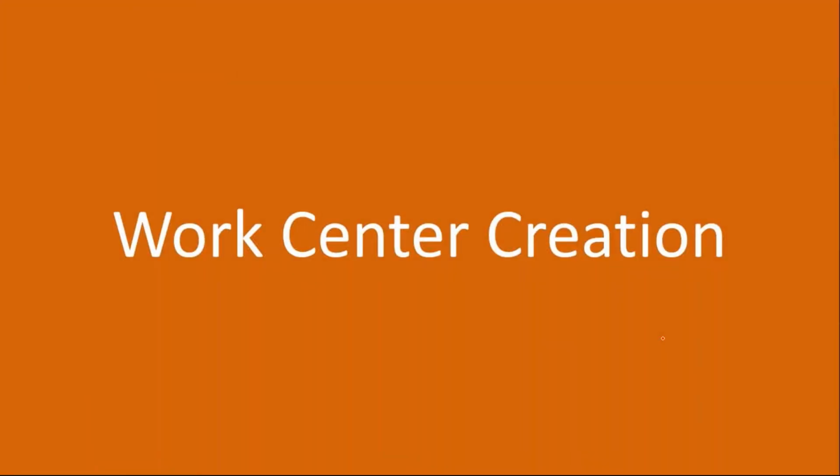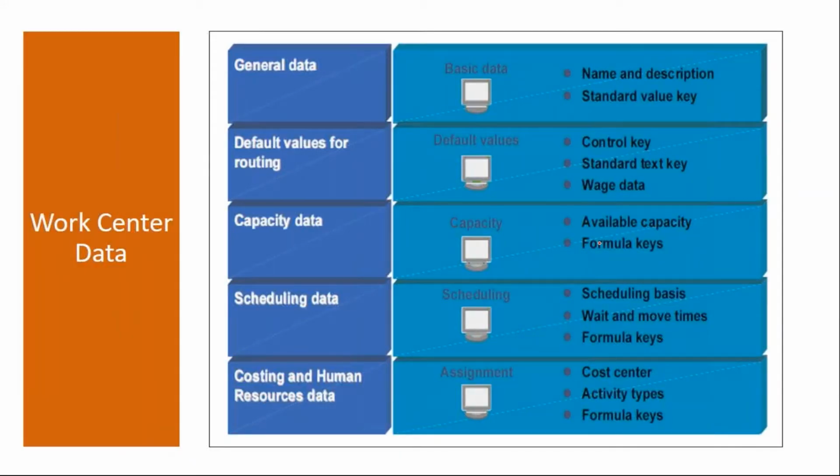So now we'll start with creating the work center in the system. Basically the data in the work center is maintained in 5 sections. First, general data, where you maintain its name, description, standard value key. The standard value key we will discuss in a minute. Then default values for routing. Here you maintain control key and some other information. Then in the capacity data tab, you maintain capacity related information like available capacity.